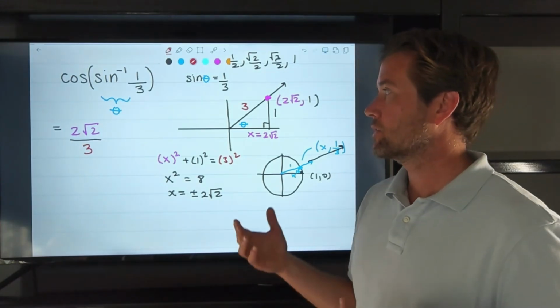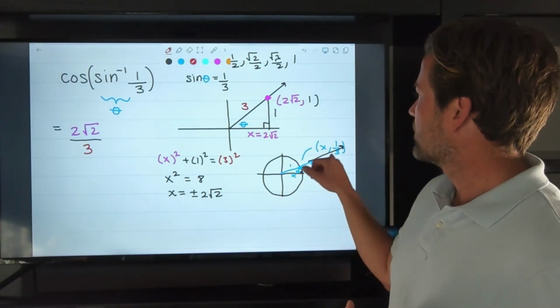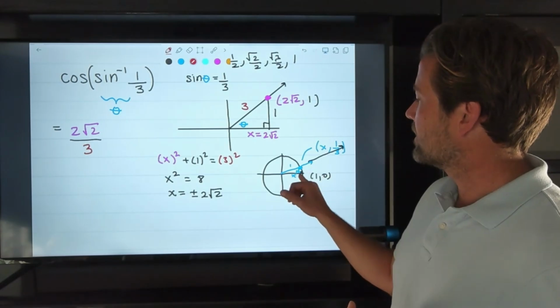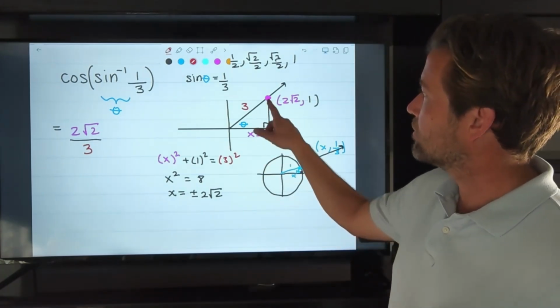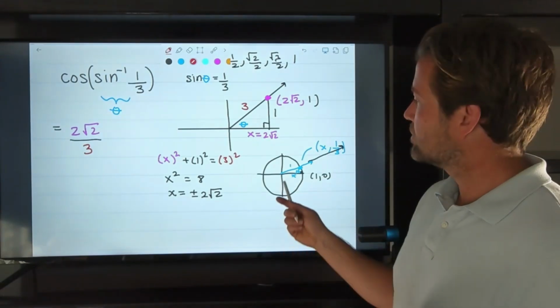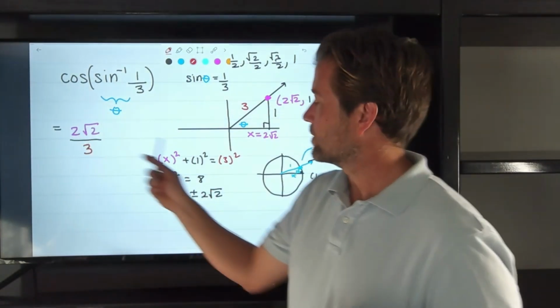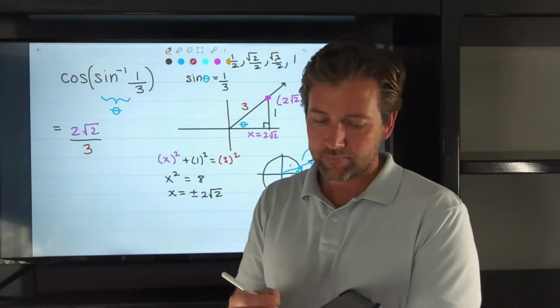So if you wanted to, you could do the unit circle approach. The y value is 1/3, but now you're taking x squared plus 1/3 squared equals 1 squared, and you'll get 2 root 2 over 3. 2 root 2 over 3 would be that x coordinate right here.